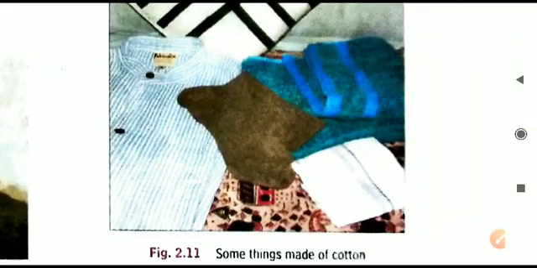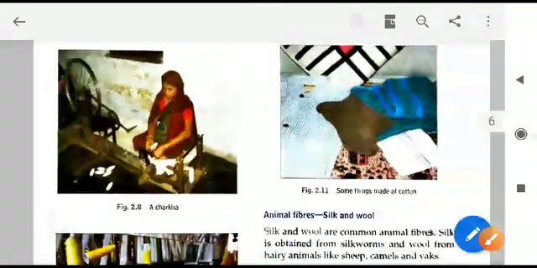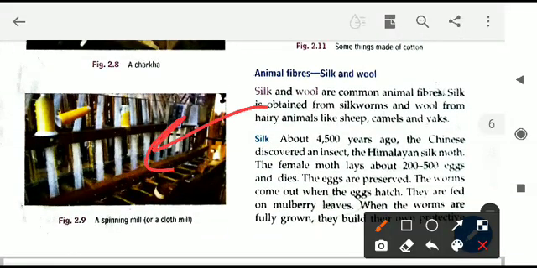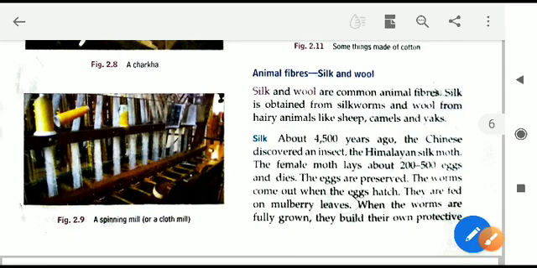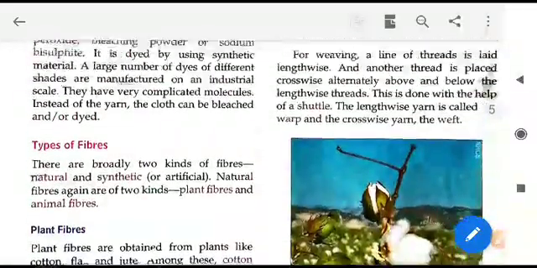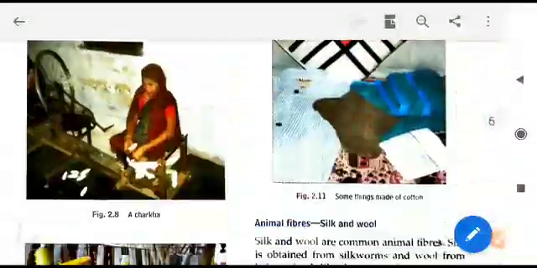And finally you can see the different cloth items, they are shown in this photograph. These are the things made of cotton. You may be also using different clothes made of cotton. And this is the power loom. Here you can see the spinning mill is having the loom, and here only the final cloth is produced, that is obtained here. So all these photographs you can observe. So that is all about the cotton, and we have studied just now.